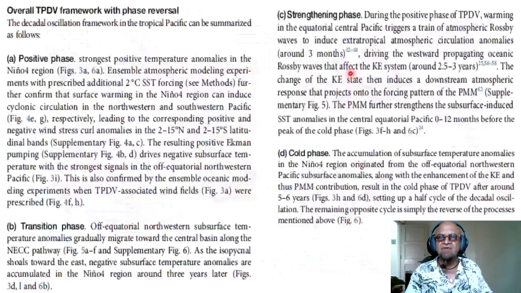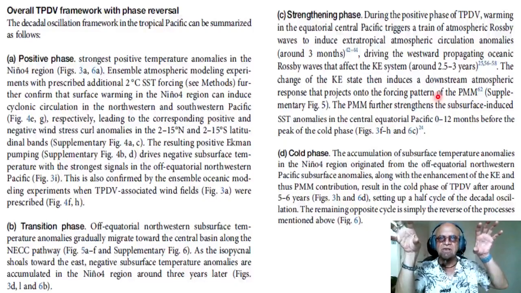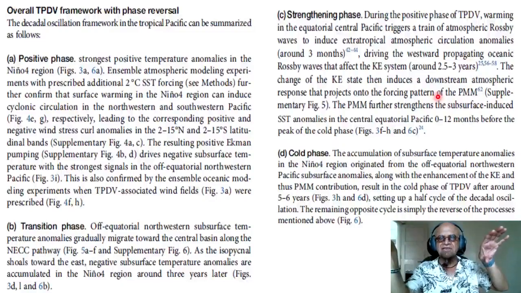Okay. Strengthening phase. During the positive phase of TPDV, warming in the equatorial central Pacific triggers a train of atmospheric Rossby waves to induce extratropical atmospheric circulation anomalies around 3 months, driving westward propagating oceanic Rossby waves that affect the Kuroshio extension system around 2.5 to 3 years. The change of the Kuroshio extension state then induces a downstream atmospheric response. So Rossby waves going west from the northeast Pacific to the Kuroshio extension respond, then send a signal back through the atmosphere to the northeast Pacific again.